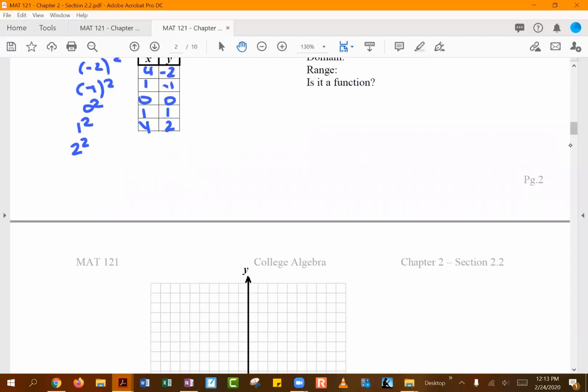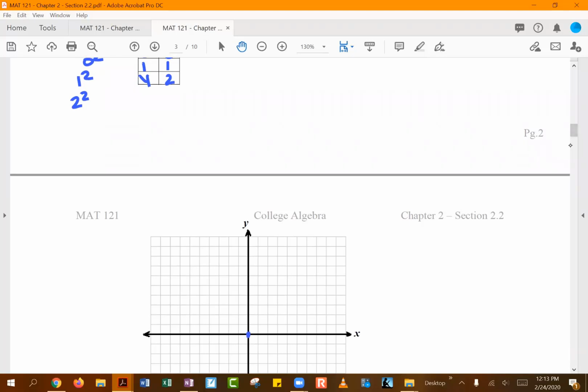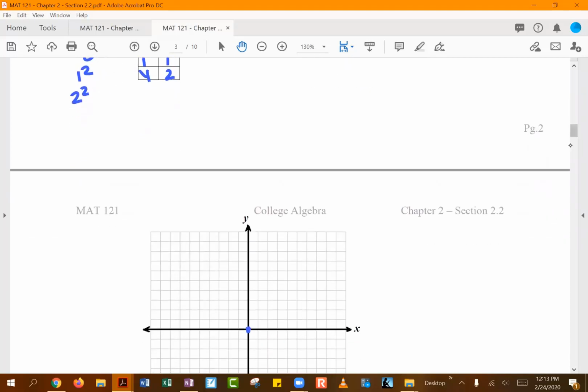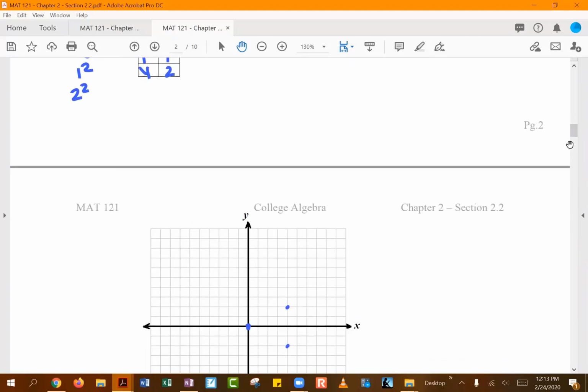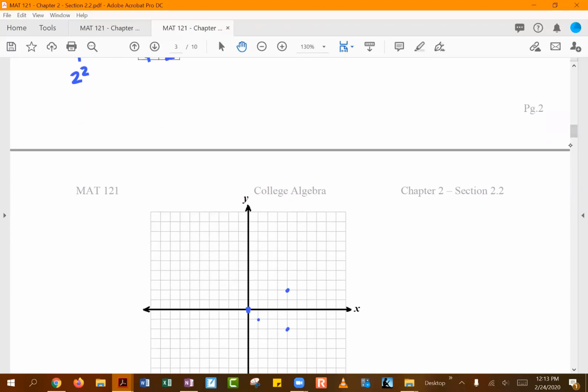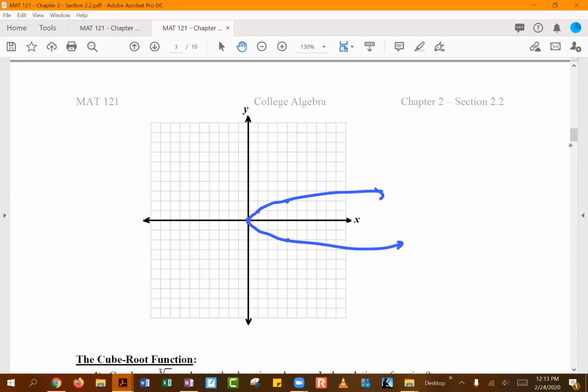Okay, so this graph is going to be again at 0, 0. You've got 4, -2, 4, +2, 1, -1, and 1, +1, right? So then this is your x equals y squared.